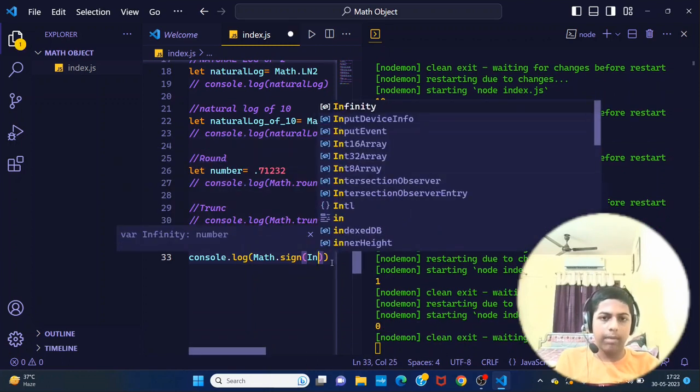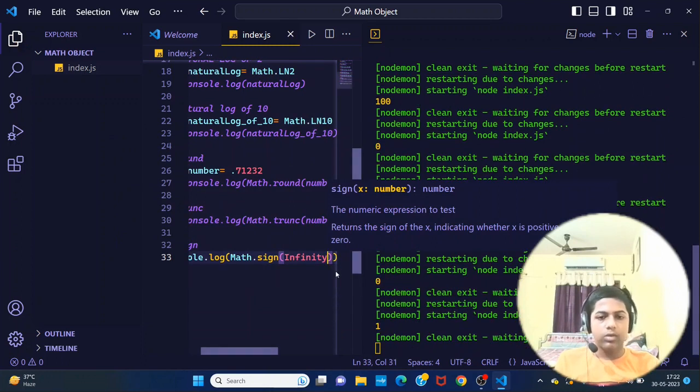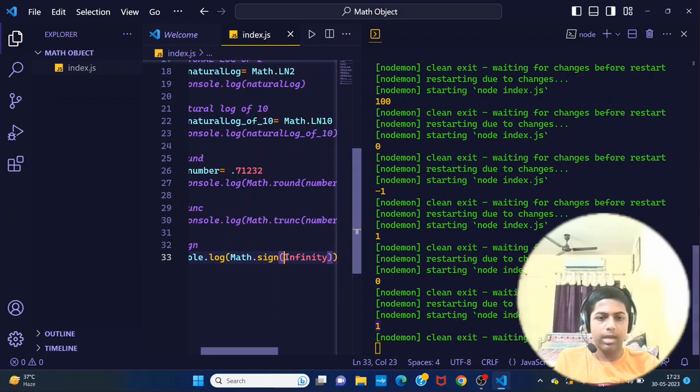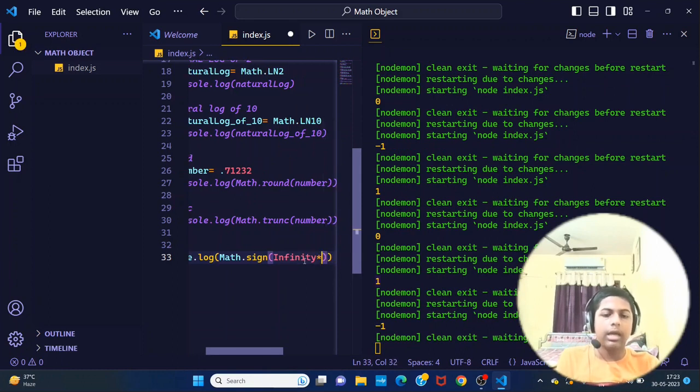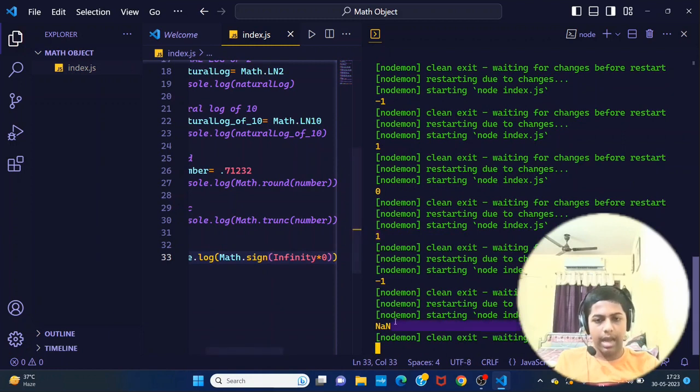Now we are having one number, infinity, at this point. Infinity exists in JavaScript. When there is something that has no limit, it's defined as infinity. So when you give infinity, it is taken as positive, so you get 1. Minus infinity is going to give -1. Now if you perform any kind of operation here, infinity into 0, you get NaN, because that's not defined. Infinity into 0 you can't do.